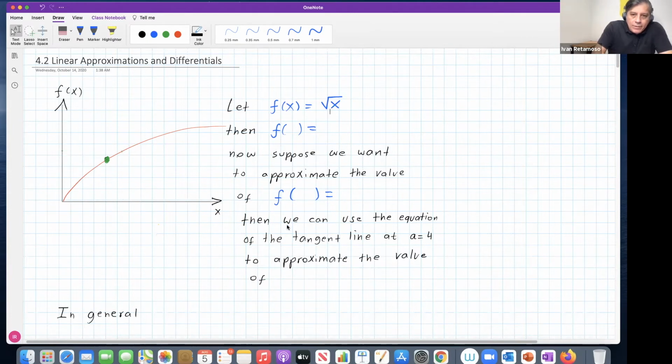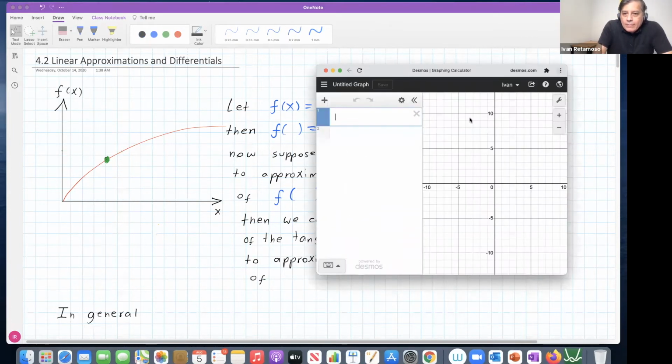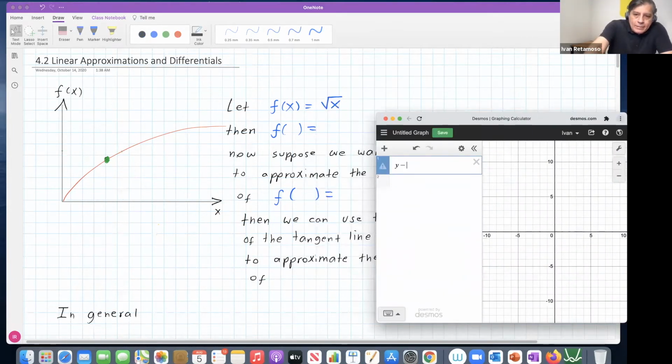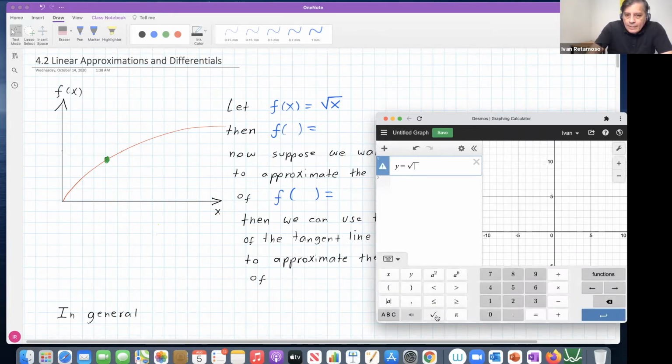And if you want to confirm, you can always confirm. We have a tool here, our Desmos graphing calculator. Just put there square root of x, and there it is, right? This is the graph of the function y equals square root of x. So in general, when you graph a function, you get a curve, right? And suppose you have this curve.